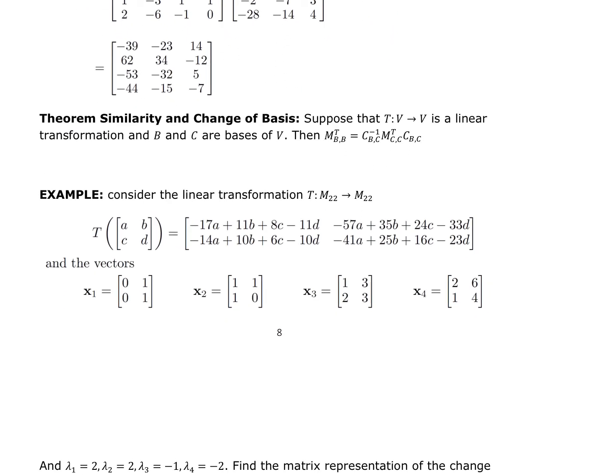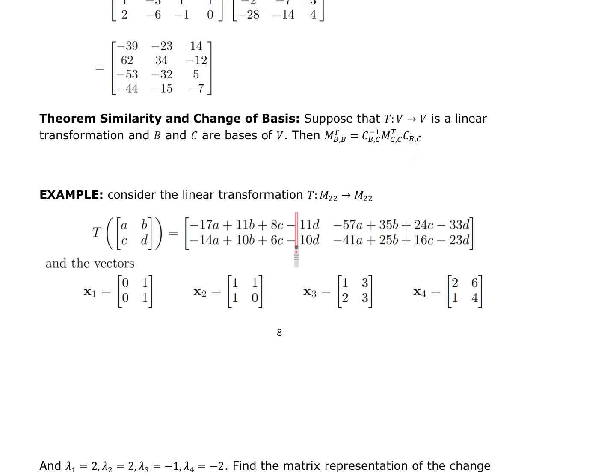All right. Now, here's similarity and change of base. Suppose a linear transformation T from V back into itself is a linear transformation from B to C. These B and C are bases of V. Then, the matrix representation of the linear transformation of B into B is the inverse of the change of base matrix from B to C, multiplied by the matrix representation of the linear transformation from C into C, multiplied by the change of base matrix from B into C.